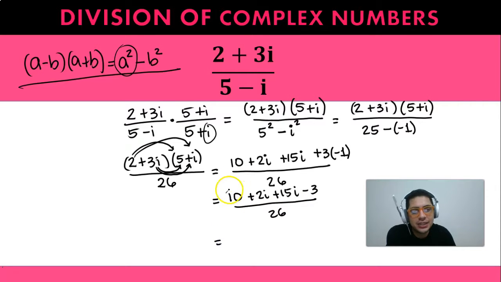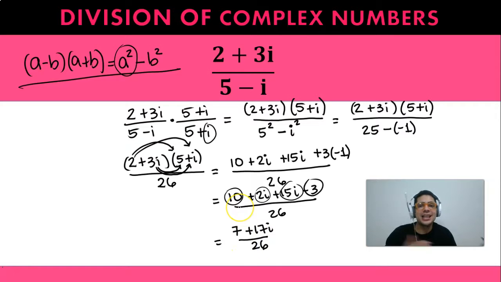Now we just add like terms, so 10 and minus 3 and 2i and 15i, and that is going to give us an answer of 7 plus 17i divided by 26. And that is going to be our answer. We can also express this as 7 divided by 26 plus 17 divided by 26 i if you want to express it as a single complex number.